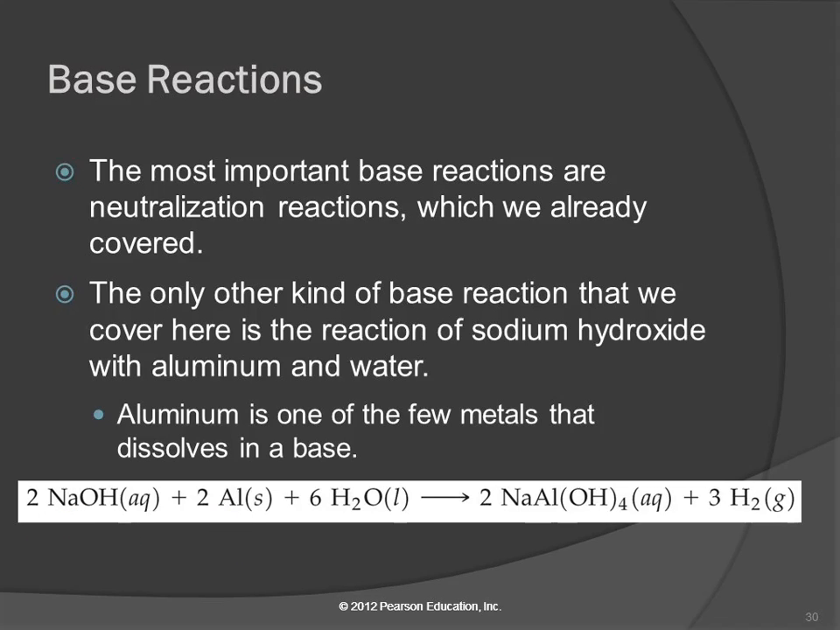Aluminum is one of the very few metals that will dissolve in a base. Most metals will not dissolve in a base, but aluminum will. And so when aluminum dissolves in a base, you get this funky compound. And this is one of the compounds that we don't really talk about in Chem 20. This has 2 different cations, sodium ion and aluminum ion. And so, look, there it is. We're done talking about it.